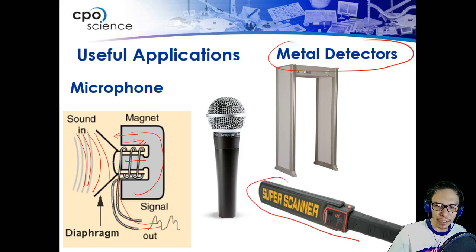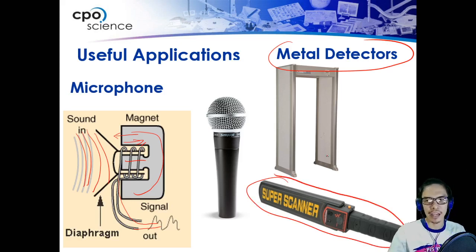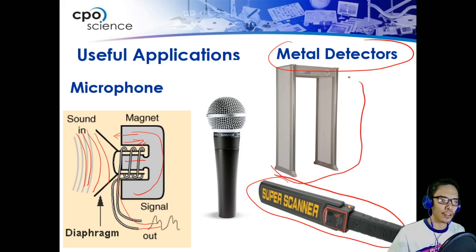Another one, the metal detector. If you happen to see security guards in malls and airports, you have metal detectors over there. Metal detectors also use electromagnetic induction.